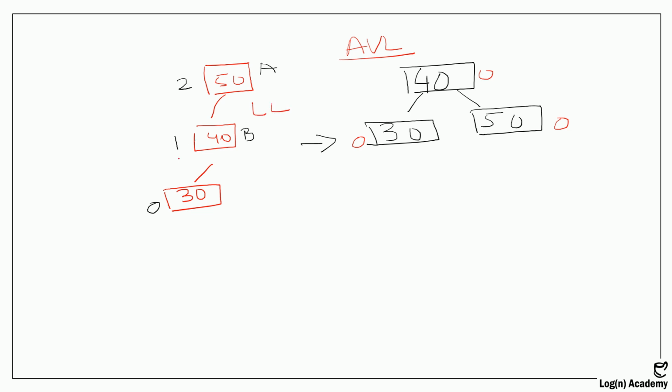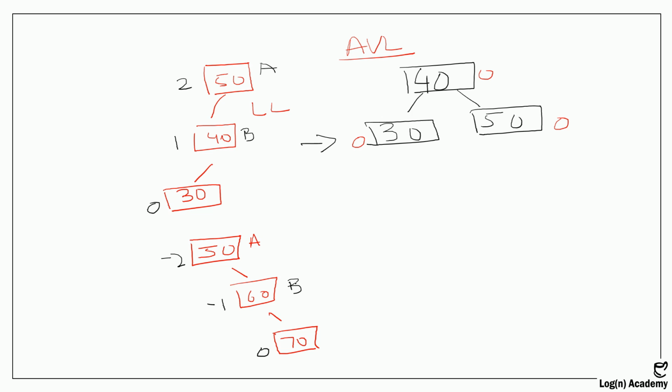Okay, for RR it's also very simple. So let's take the RR case, and we have 60 here and we have 70 here. For the RR case, this is A. The balance factor of 70 will be 0. For 60 it's minus 1, and for 50 it's minus 2. So we will make the child and it will be the B, right?